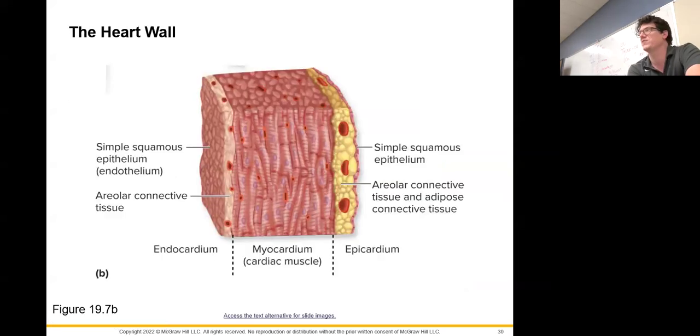Now, the heart walls themselves have three main layers. We talked about the epicardium a little bit. The epicardium is going to be covered in this layer of simple squamous epithelium. Then we're going to have a thin layer of fat. Underneath that, we're going to have a bunch of muscle. The muscle here is going to be cardiac muscle. Now, remember that cardiac muscle has branches. So we have these kind of Y-shaped cells.